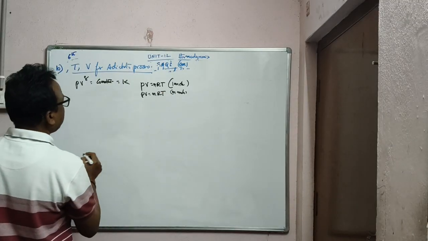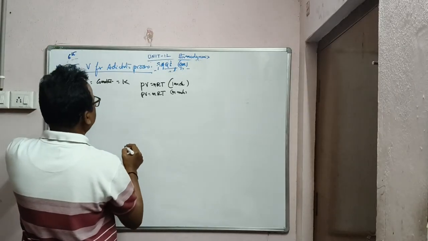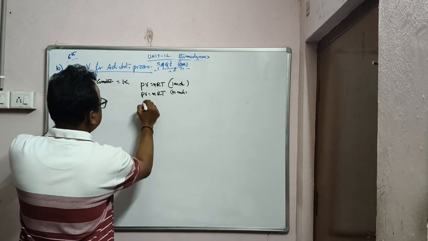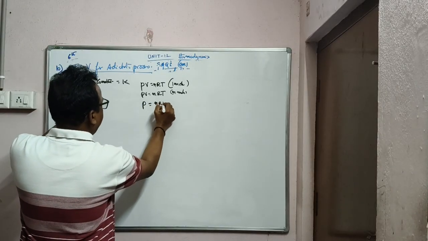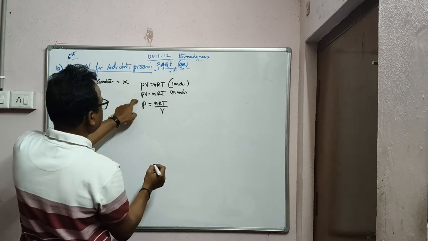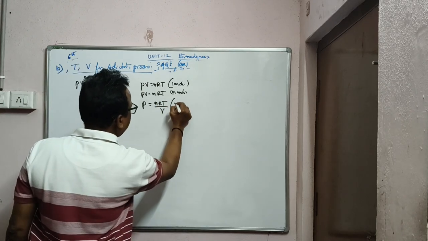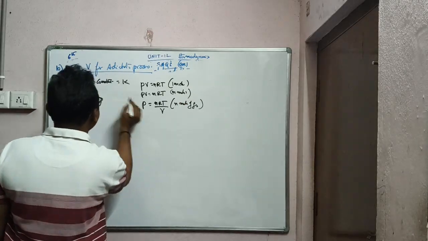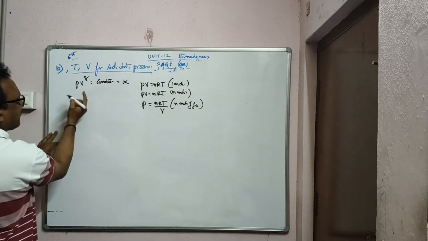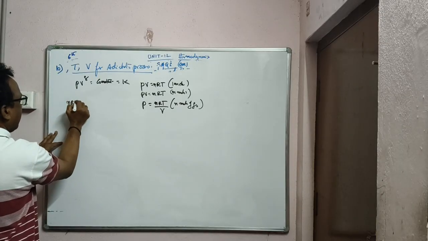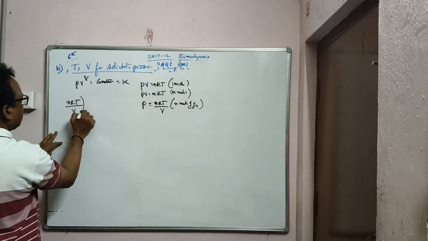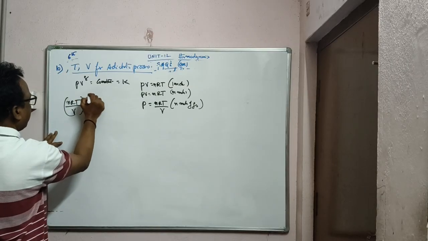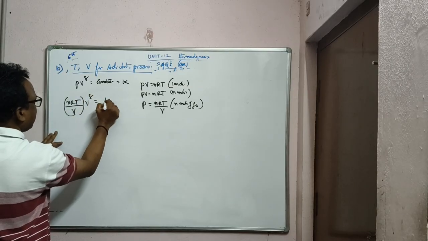Now what happens here? I'll try to substitute. I need T, so what will the pressure be? nRT by V from this, for n moles of gas. Substitute here in the place of pressure: nRT by V into V to the power of gamma is equal to constant again.